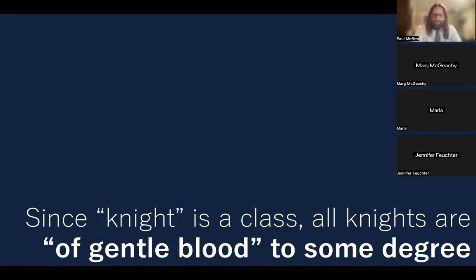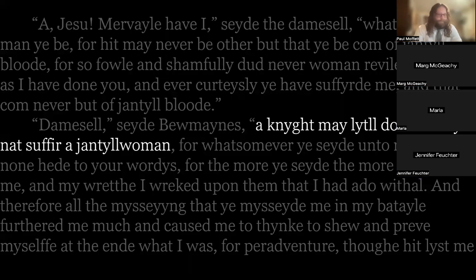So how does Gareth behaving courteously prove that he has gentle blood at all? And what Beaumains says, what Gareth says in response, is a knight may little do that may not suffer a gentlewoman. In other words, if I couldn't take your insults, I would be pretty worthless as a knight.